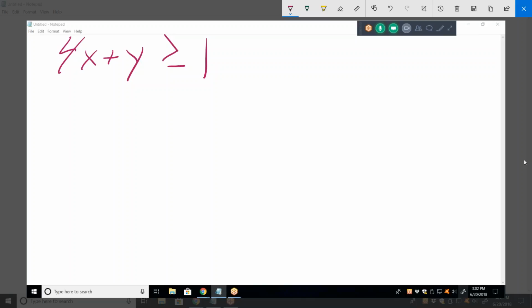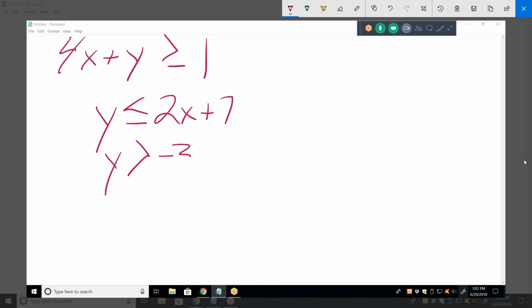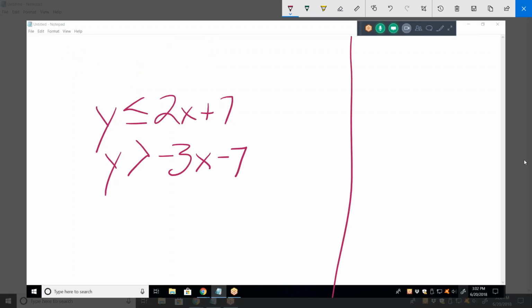Okay. Actually, no. Wait, hold up. I got it, I think. Give me 1 second. Now I have it. Okay. So y is less than or equal to 2x plus 7. And then it'll be over y is greater than negative 3x minus 7. So this first one is not the one we want? Correct. Okay. So this one, the solution is only going to be graphically knowable, and you'll see why.